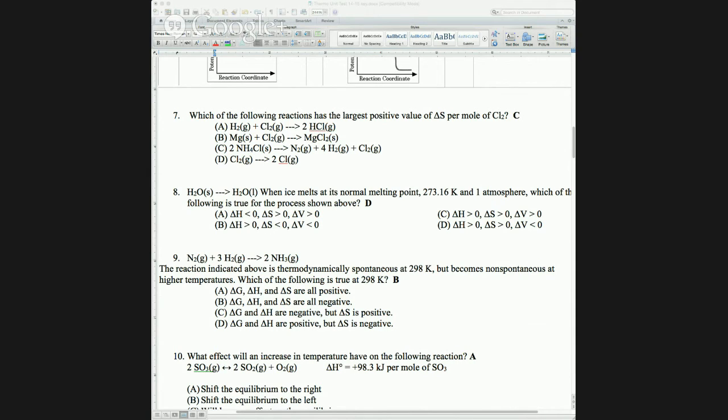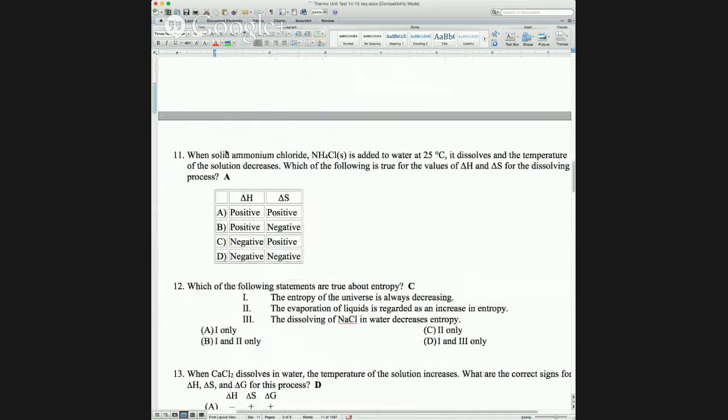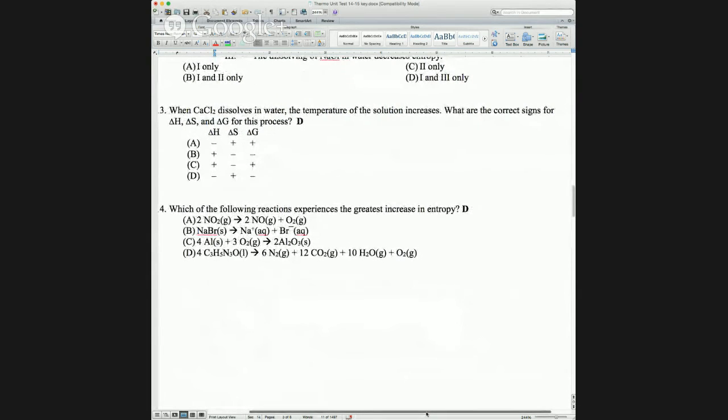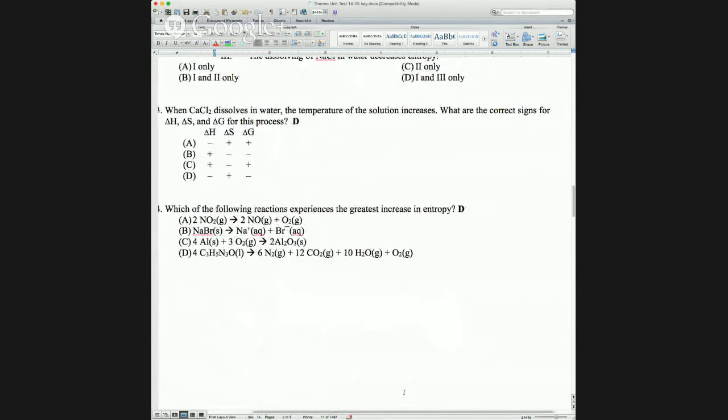Ari has another question, multiple choice number 13. So we pick number 13, and let's scroll down to number 13. All right. When calcium chloride dissolves in water, the temperature of the solution increases. What are the correct signs for delta H, delta S, and delta G for this process?